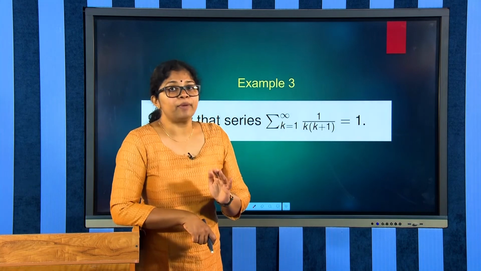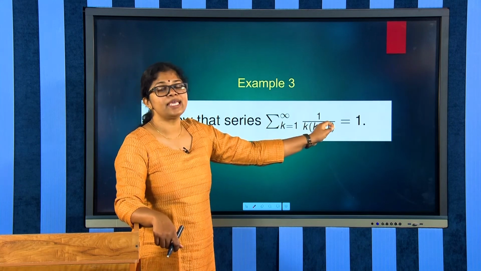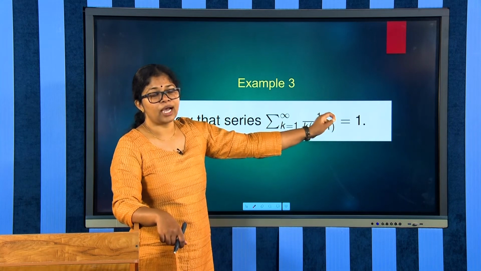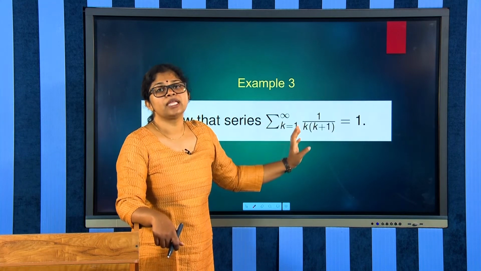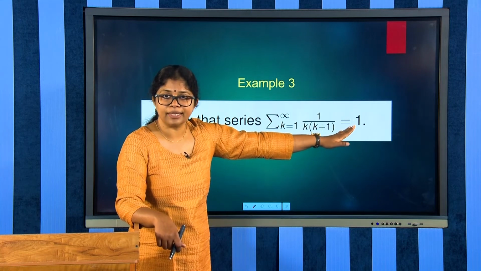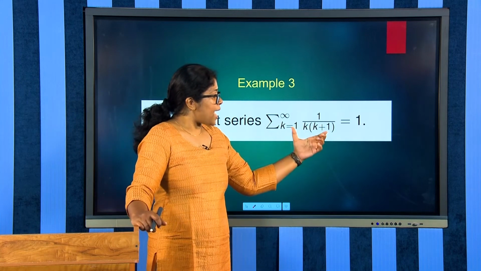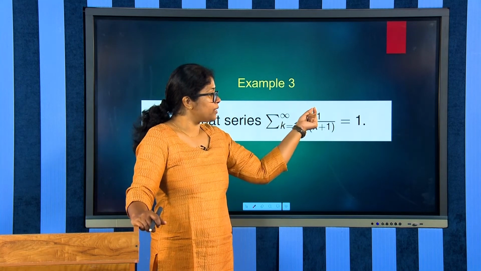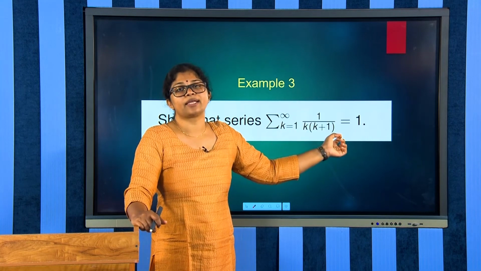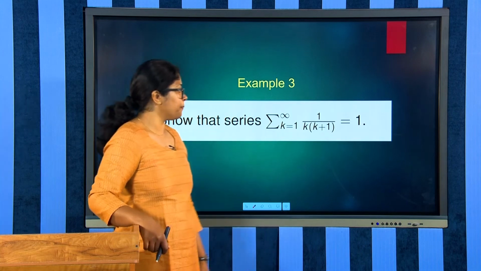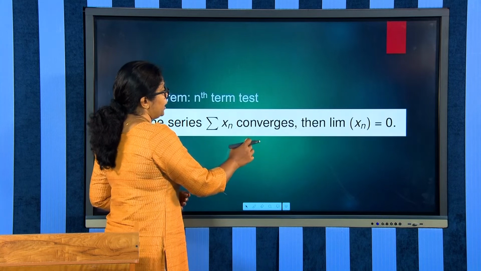Then only we will be able to write summation of 1 upon k into (k plus 1) is equal to that limit. Otherwise, we cannot equate a series to a number if the series is not converging to that particular number. So this also can be read as the sum of the terms 1 upon k into (k plus 1) indefinitely is exactly equal to 1. So that is another way of reading this.